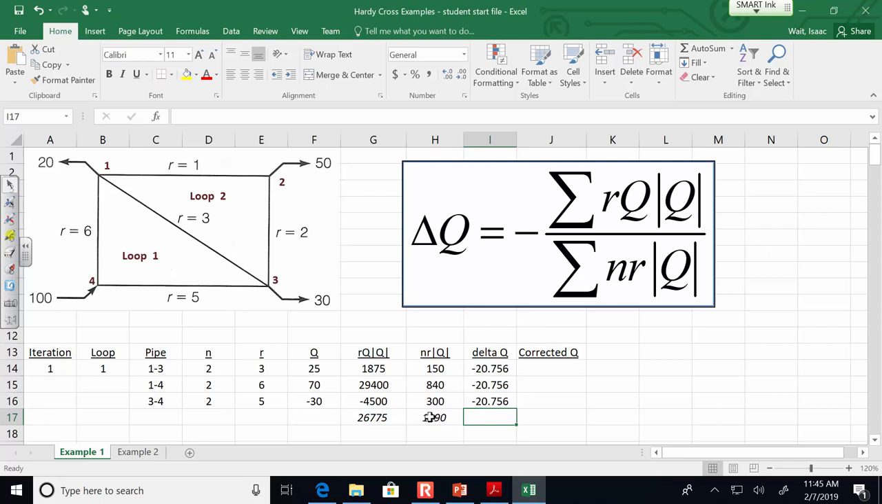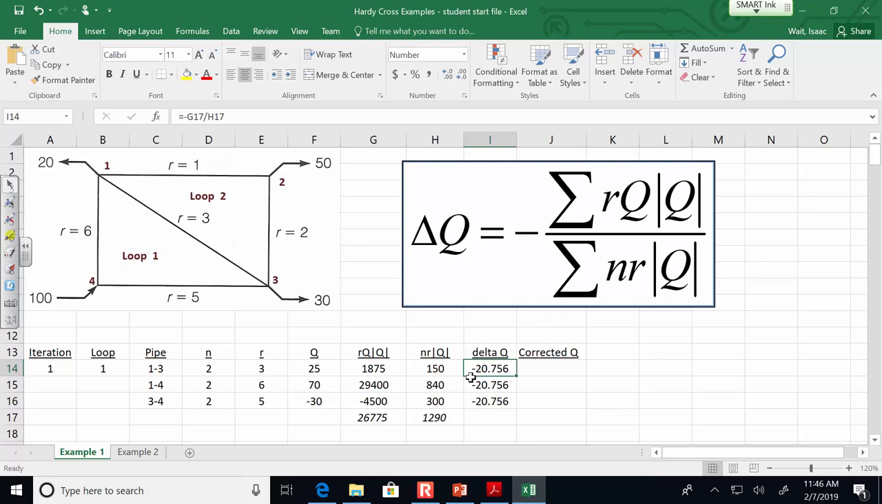The problem is if you anchor the references, then when we copy from iteration to iteration, it's not going to be looking in the right spot. So we need a relative reference. So delta Q is basically a first guess of how wrong our flow rates were. It's saying, well, there's too much energy loss in one pipe and not enough energy loss in another pipe. So these are our first adjustment of what the flow rate corrections need to be.